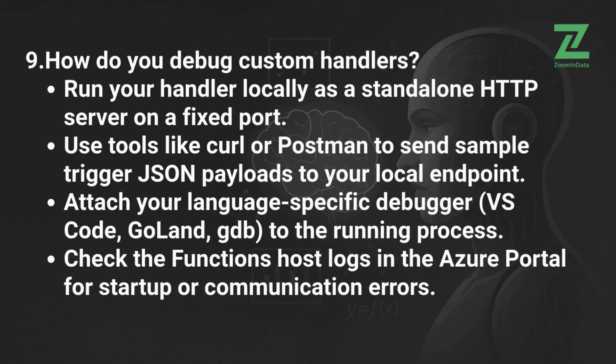How do you debug custom handlers? Run your handler locally as a standalone HTTP server on a fixed port. Use tools like curl or Postman to send sample trigger JSON payloads to your local endpoint. Attach your language-specific debugger, such as VS Code, Delve for Go, or GDB, to the running process. Check the Functions host logs in the Azure portal for startup or communication errors.